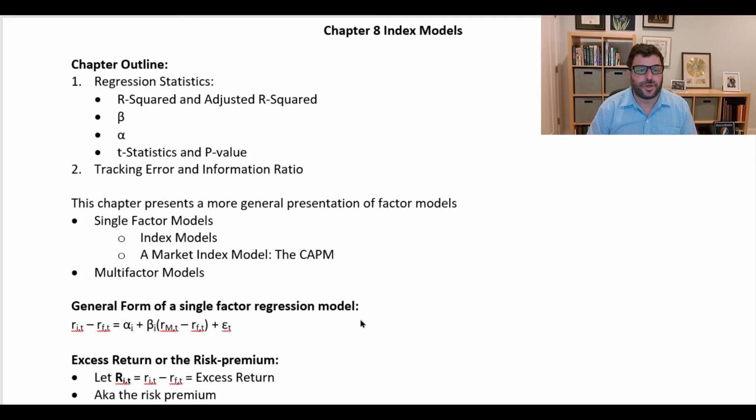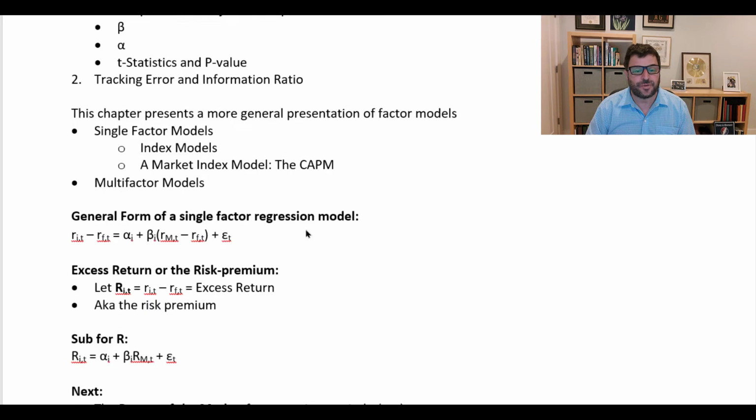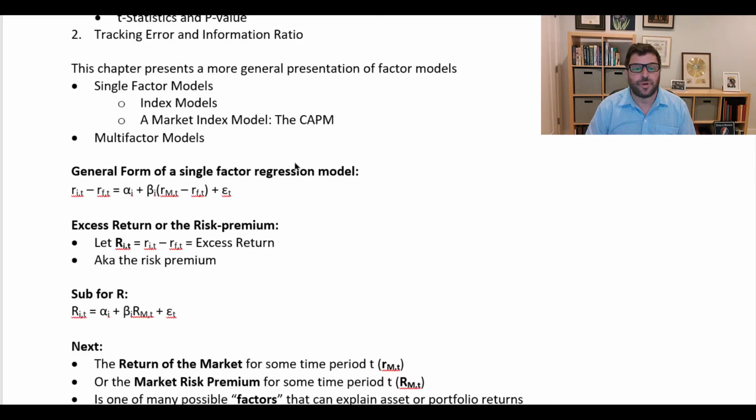So what we're going to do is look at the regression statistics. We're going to look at the R squared and the adjusted R squared. We're going to look at the beta of a regression, and then we're going to look at the alpha of a regression, and then we'll talk about the t-statistics and the p-value. After that, we'll talk about the tracking error and information ratio, which are ways to assess the risk associated with the managed portfolio. So again, this chapter presents a more general presentation of factor models.